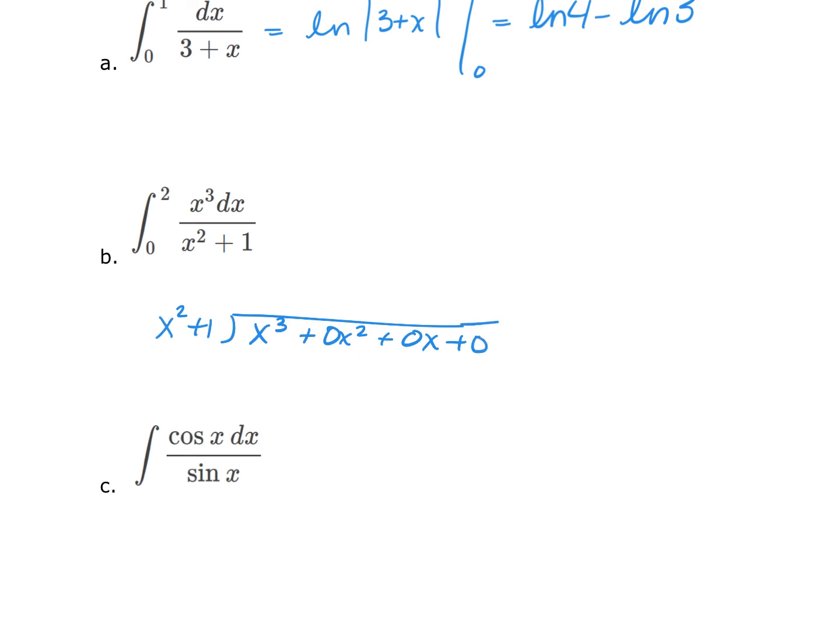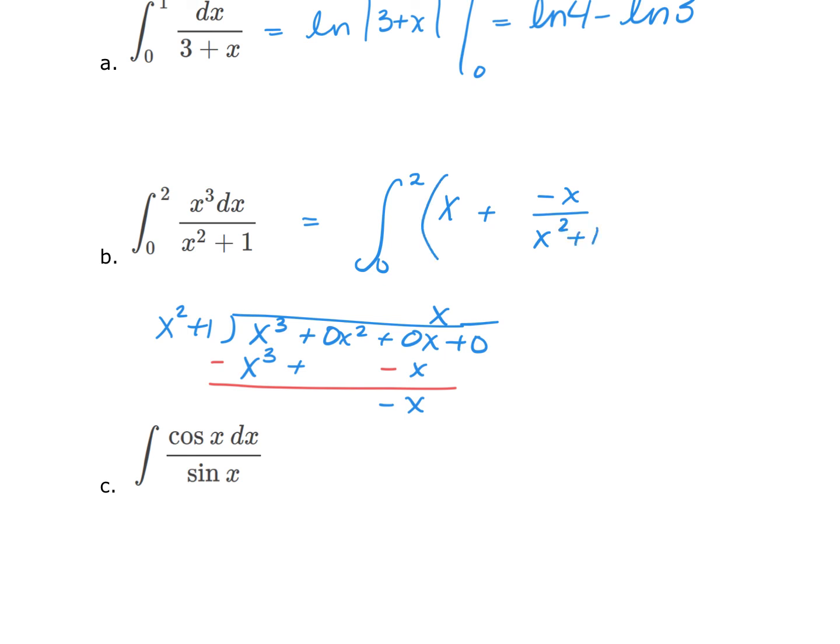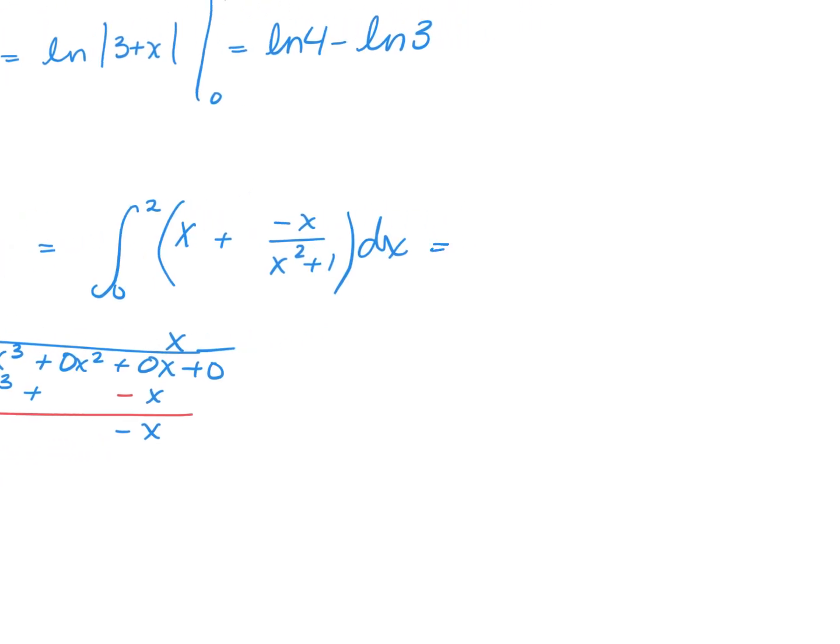Long division of polynomials. x squared will go into x to the third x times, so I'm going to get x to the third plus x. Now I'm going to subtract this polynomial off, and I end up with just negative x as the remainder. So this becomes the integration from 0 to 2 of x plus negative x over x squared plus 1 dx.